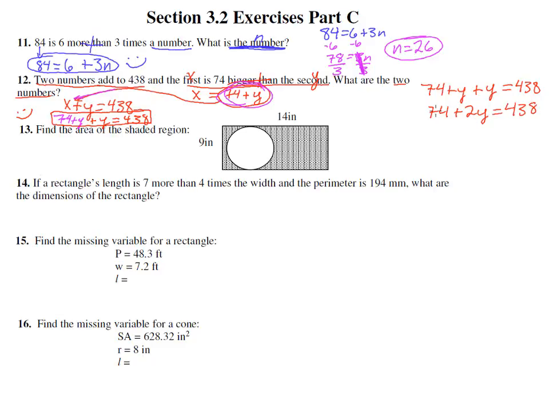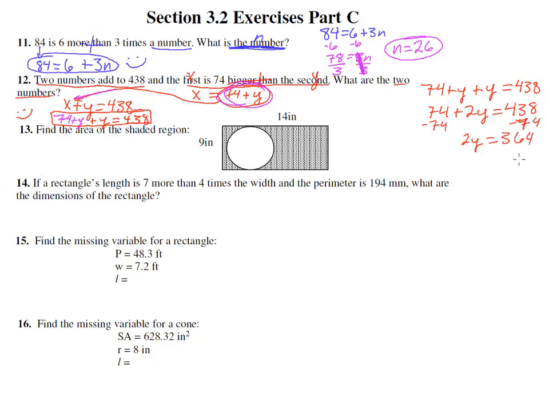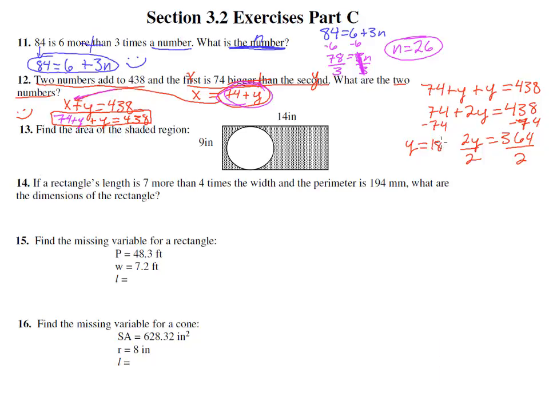Then we can solve this. Subtract 74 from both sides, and we get 2y equals 438 minus 74. Let's plug that in so we don't make a mistake. 438 minus 74 equals 364. And now we divide by 2, and we get that y equals 364 divided by 2, which is 182. So that's one of the numbers, but we're not done yet.